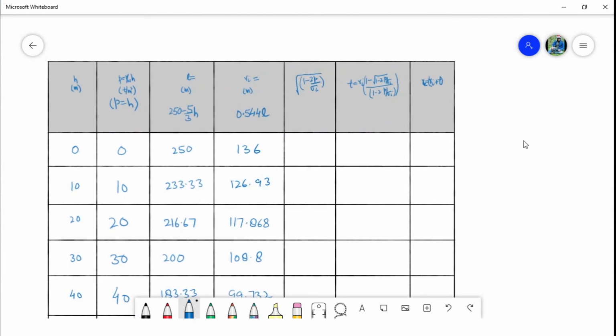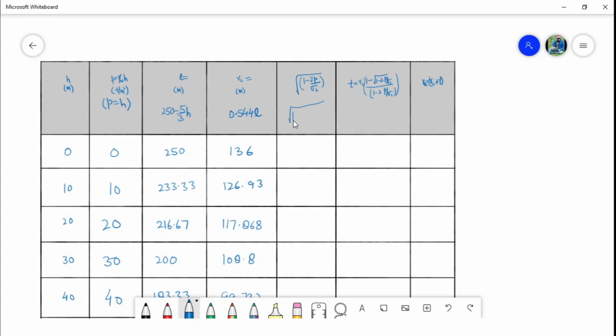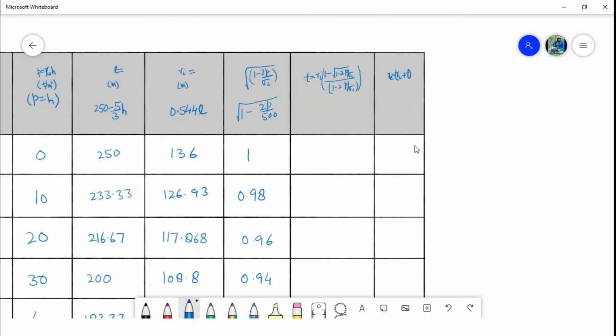Now in our expression for the thickness, we need to calculate this term, 1 minus 2P by sigma. Now here we have already determined the value of pressure P. We will put the values from each row, and sigma I is equal to 500. So this will be 1 minus 2P over 500. So for the first it is 0, so this will be 1. I have calculated this term for each value.